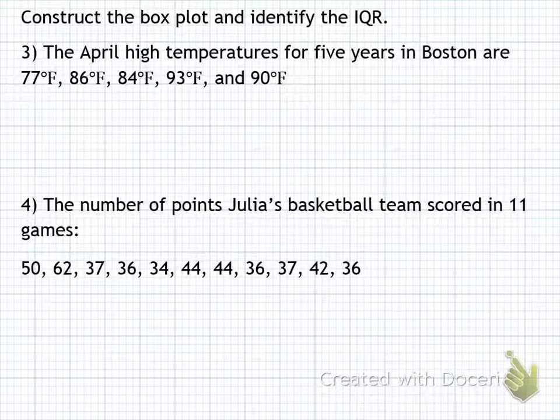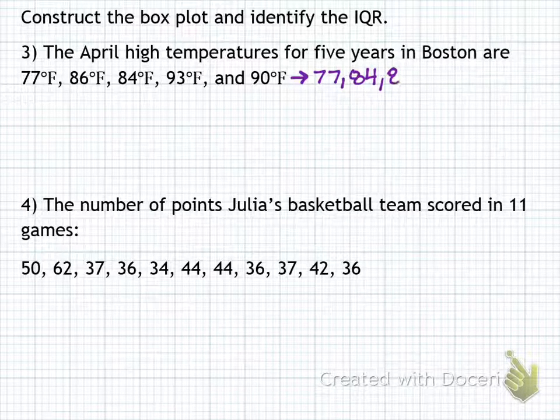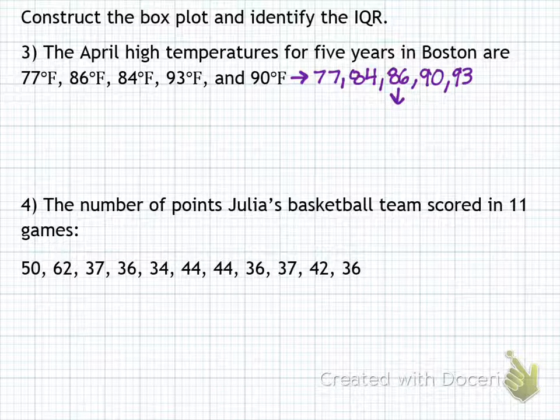All right, so for number 3, this is actually a problem that we did before. We did mean, median, mode, and range for this one. So let's write them again from least to greatest. What's the smallest number? 77. What's next? 84. And then? 86. And then? 90, then? 93. Okay, what would my median be here? 86. Good. If I go into the middle, I get 86. Okay, so that's going to be my Q2.